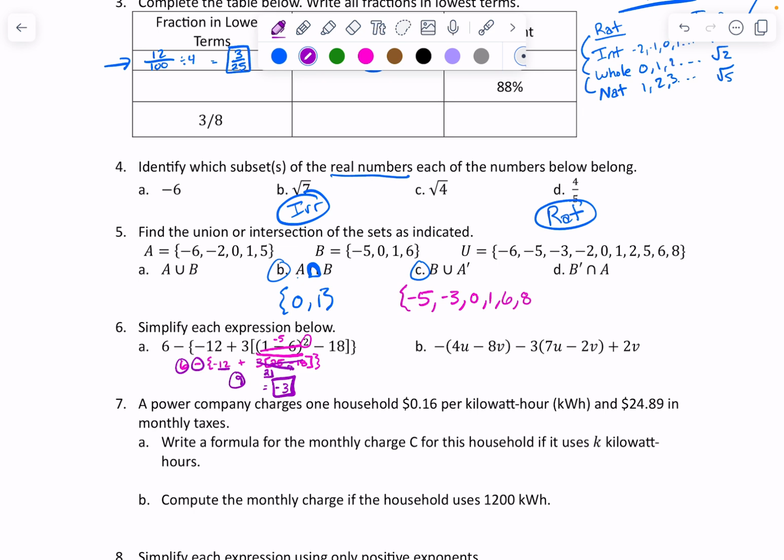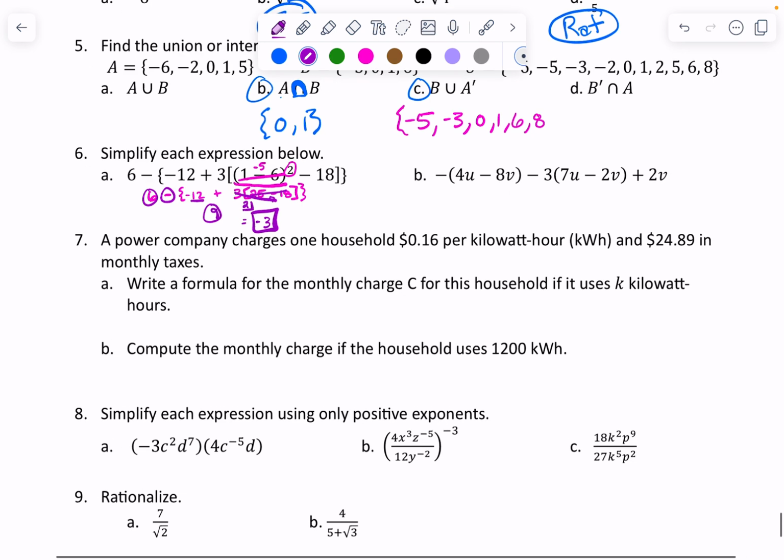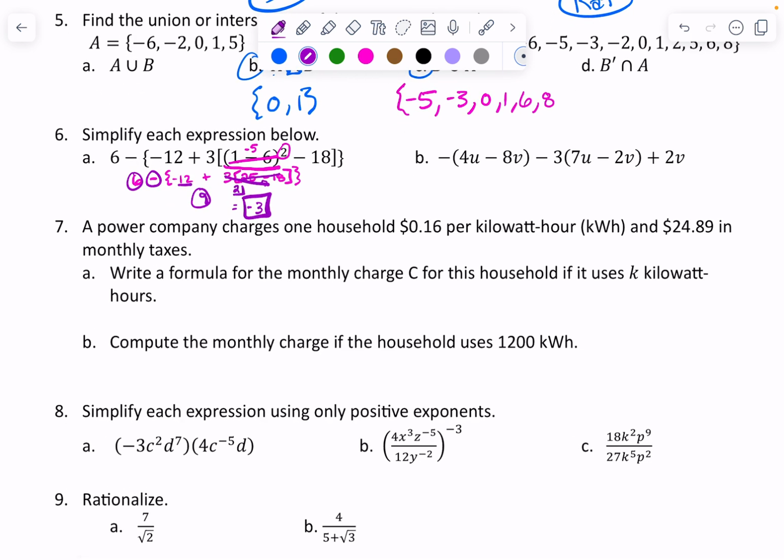Okay. Next, let's see, number 7, we'll do 7 together. Power company charges one household this many per kilowatt hour for power, and then this is their flat monthly rate no matter what. So write a formula for the charge C if it uses K kilowatt hours, okay? So no matter what, I'm getting charged the $24.89, and per kilowatt hour, I get charged 16 cents per K is what I've got, okay?